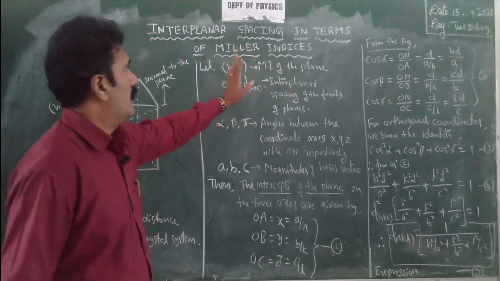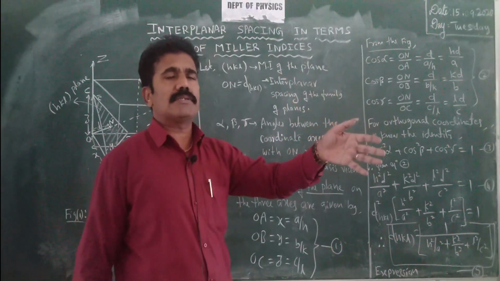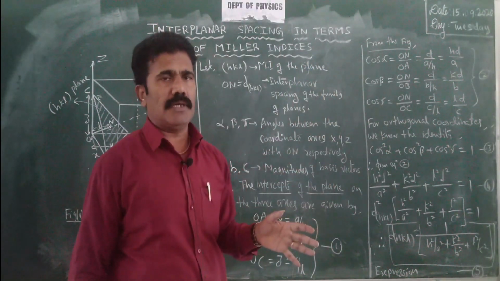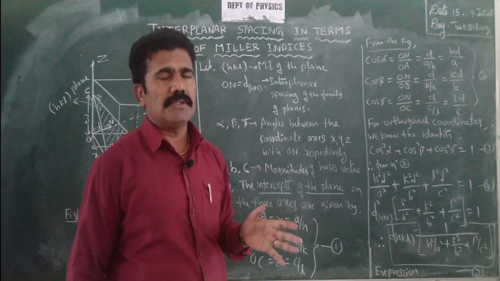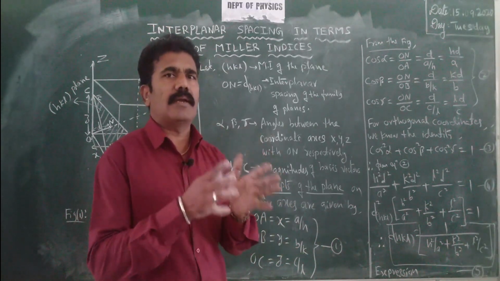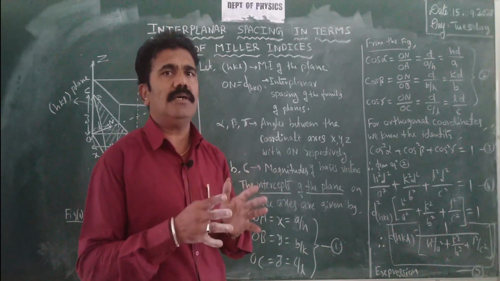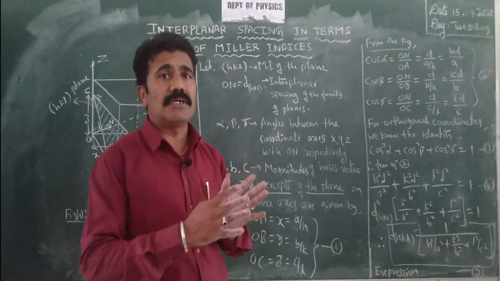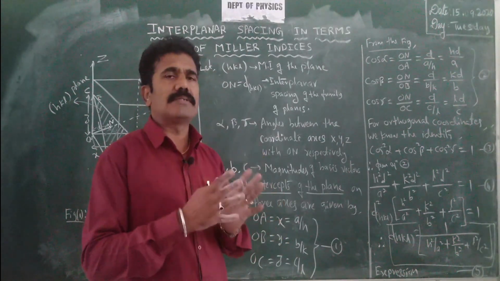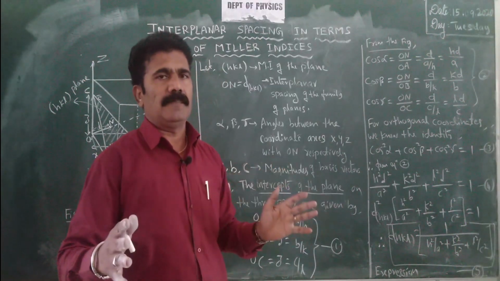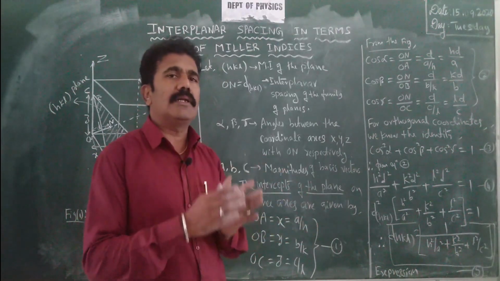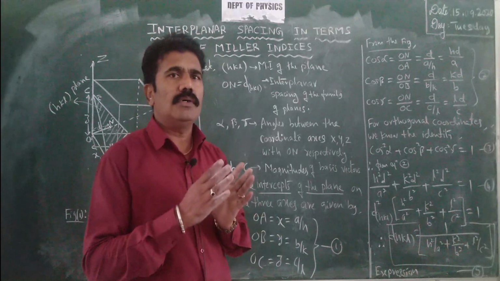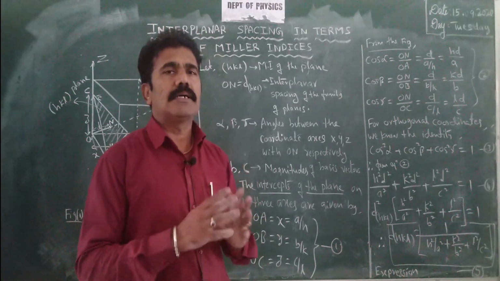Now already we have discussed what Miller indices are in the last videos, right? So what are the Miller indices? Suppose you have a set of parallel planes, imaginary planes in the crystal structure passing through various atoms so that they are equidistant to each other, isn't it? So the planes are equidistant to each other. Then how to find that distance between the two consecutive planes in the crystal?